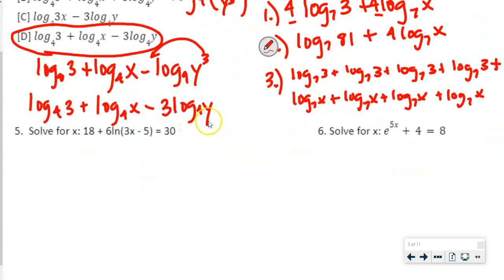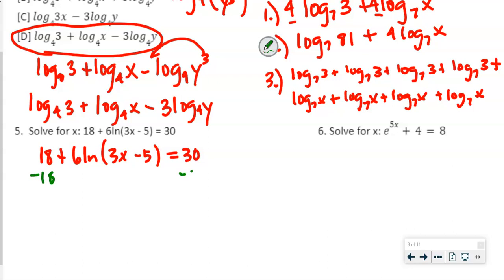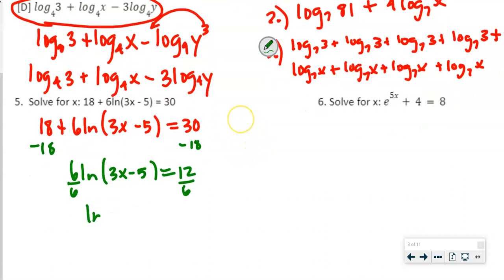All right, so for number 5, it says solve for x. So here again, we have 18 plus 6 ln of 3x minus 5 equals 30. So anytime we have a plus or minus, we're going to deal with that first, okay? So we're going to deal with this 18 first. So we're going to subtract 18 from both sides. So that's going to give us 6 ln of 3x minus 5 equals 12. Now we're going to divide by that 6, okay? Because remember, we got to get ln by itself, okay? So now we have ln of 3x minus 5 is equal to 2.